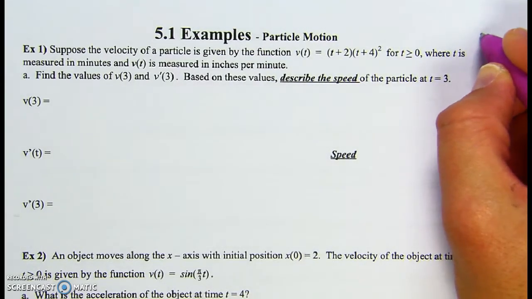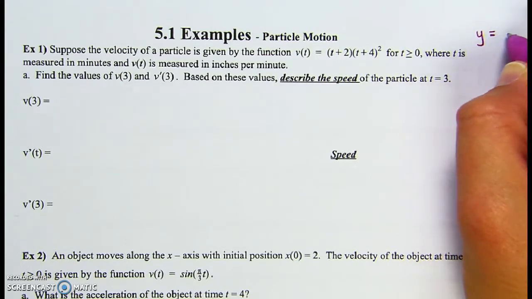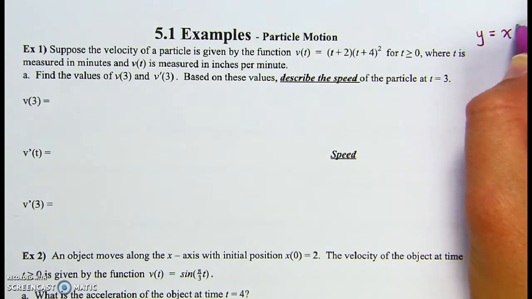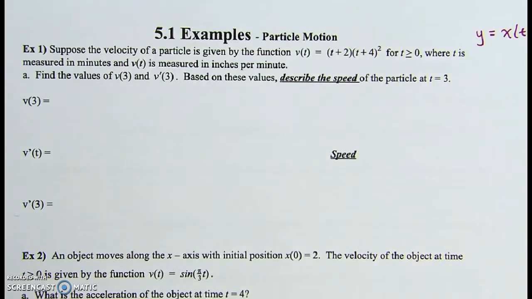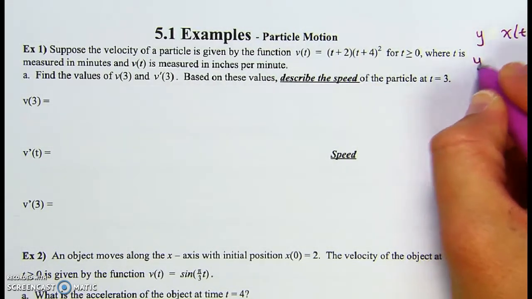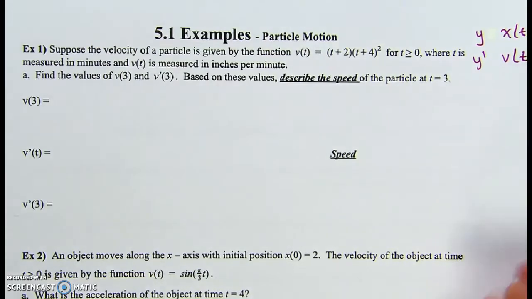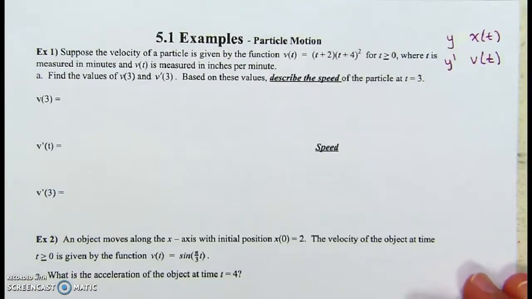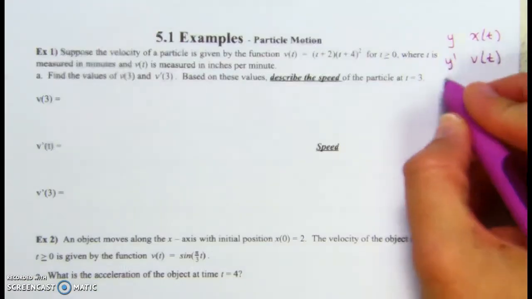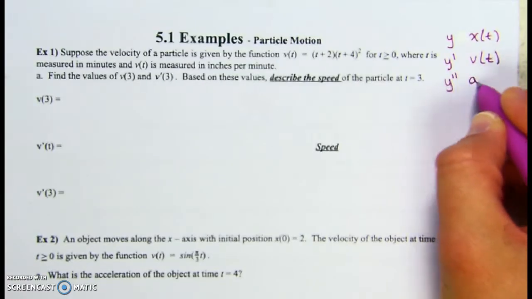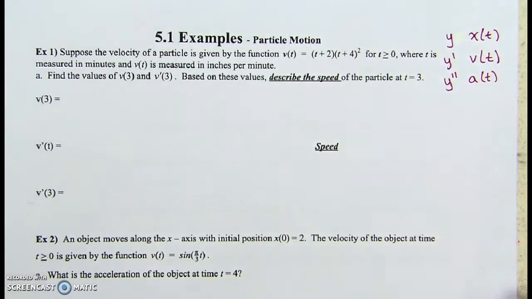Position is our first equation. So y equals the position function. I'm not going to say y equals. Okay. And then y prime, the derivative. So the derivative of position is what? Velocity. Okay. And then the derivative of velocity is acceleration.